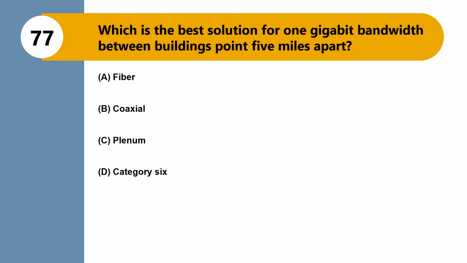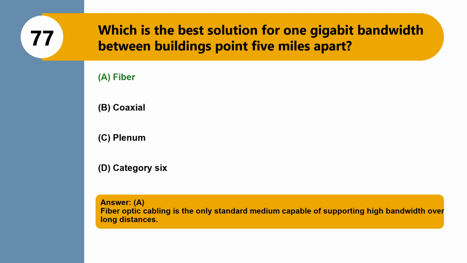Question 77. Which is the best solution for 1 gigabit bandwidth between buildings 0.5 miles apart? Option A, fiber. Option B, coaxial. Option C, plenum. Option D, category 6. The correct answer is option A, fiber. Fiber optic cabling is the only standard medium capable of supporting high bandwidth over long distances.